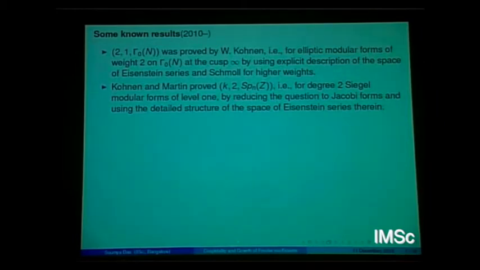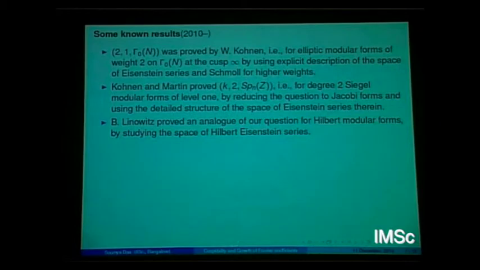So Conan and Martin proved the degree 2 Siegel modular forms case, in the case of level 1, by reducing this question to what are called Jacobi forms, which are objects sitting in between Siegel modular forms and elliptic modular forms. They form a sort of bridge between them. So he reduced it by one dimension of difficulty, and then argued like before, looked at the structure of the Eisenstein series there for Jacobi forms, and then the result followed.